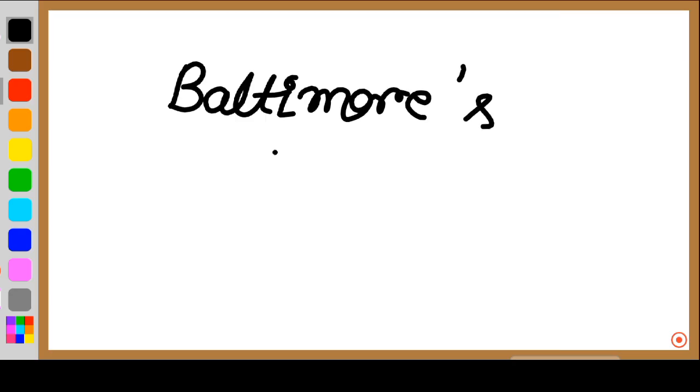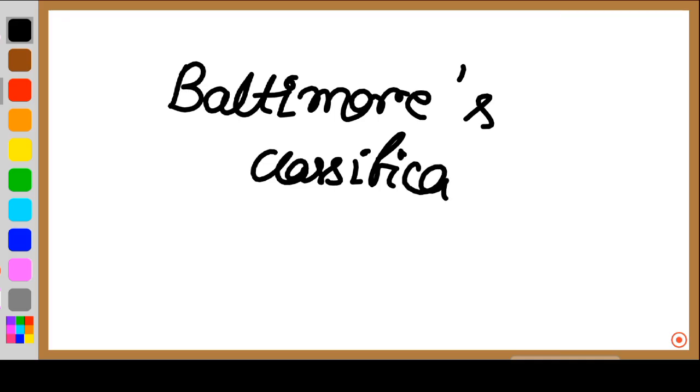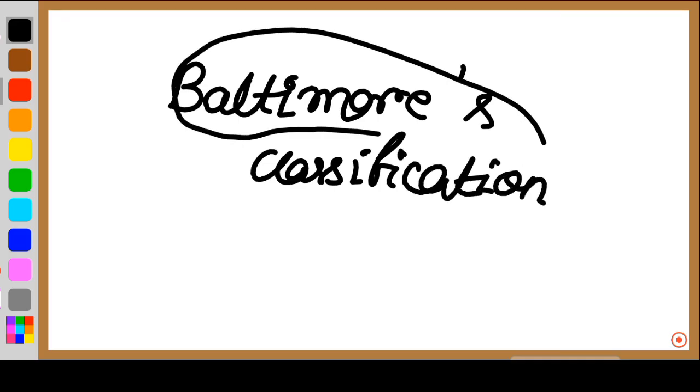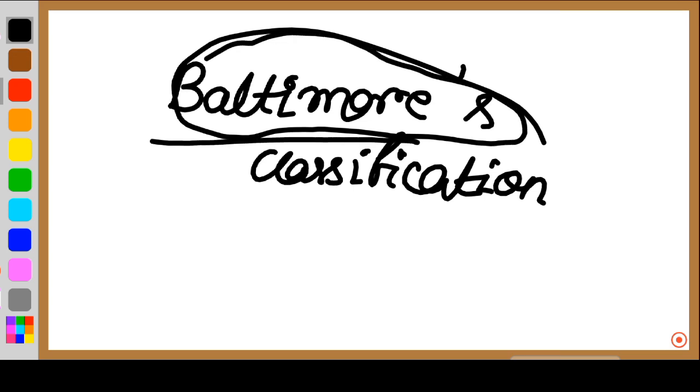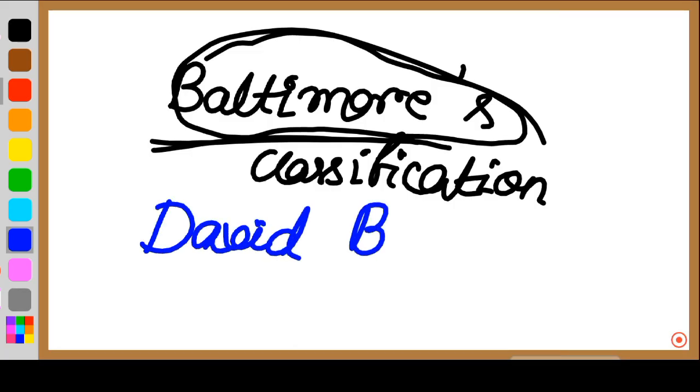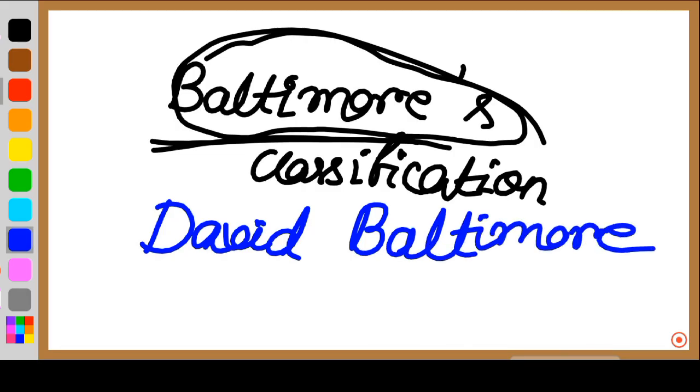My dear students, today we will learn about Baltimore's classification. What is the meaning of this term, Baltimore's classification? Is it a particular type that is named Baltimore, or is it the name of someone? So basically, it is the name of someone. The person is David Baltimore.